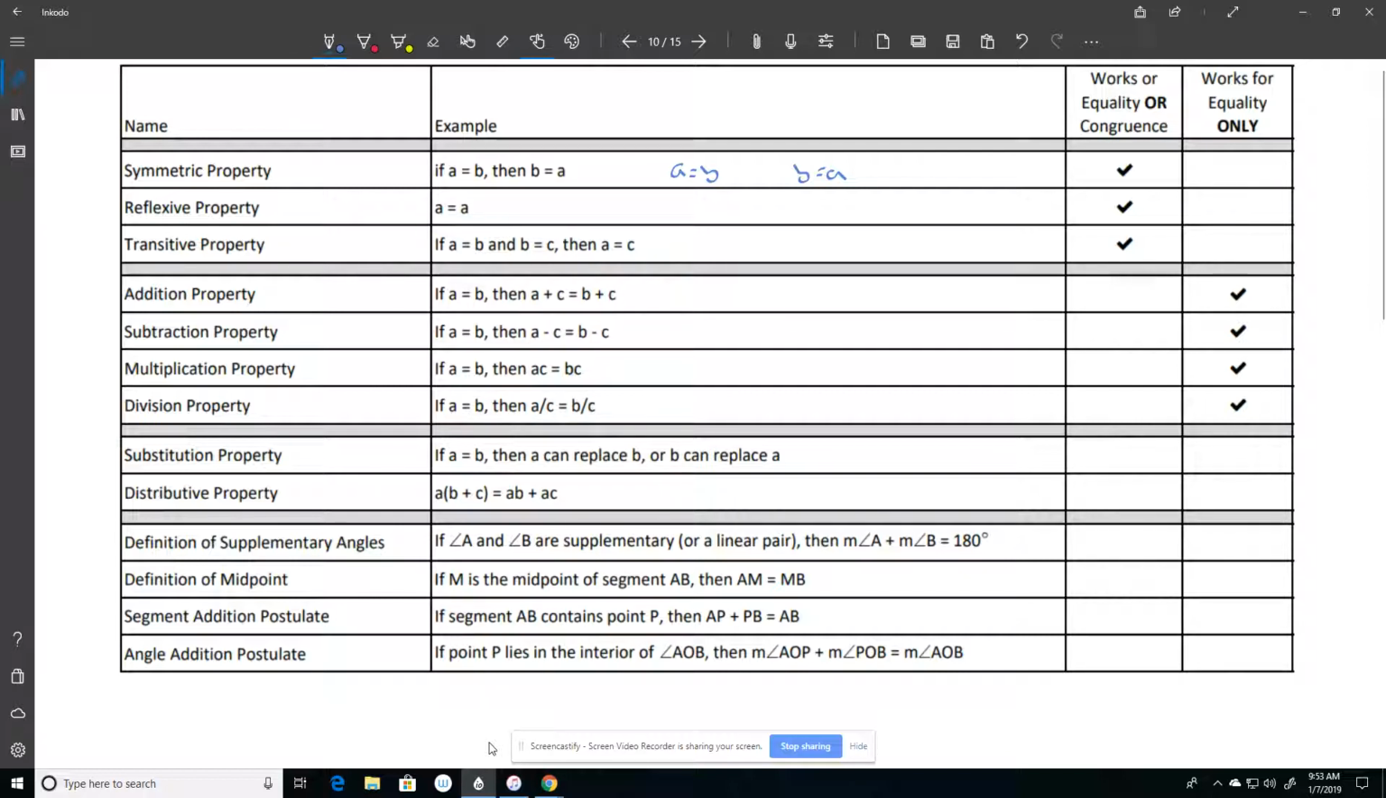But you can't just say that. We can't say X equals Y and Y equals Z, so X equals Z. Mathematically, we can do that, but you have to say that it was the transitive property that you used. These four, you're going to use a lot more often than the first three. Addition property, if you add something to both sides, you have to say that you used the addition property.